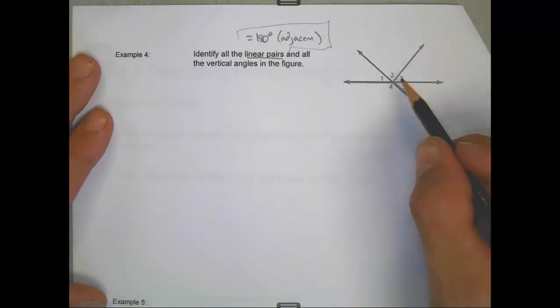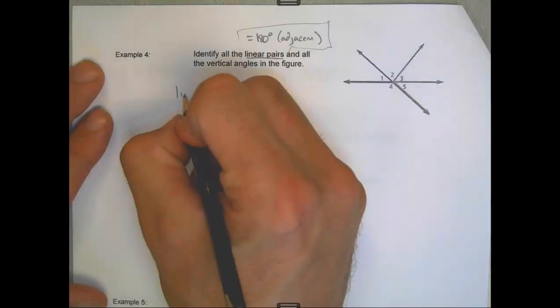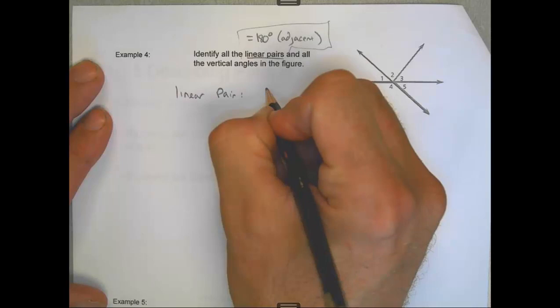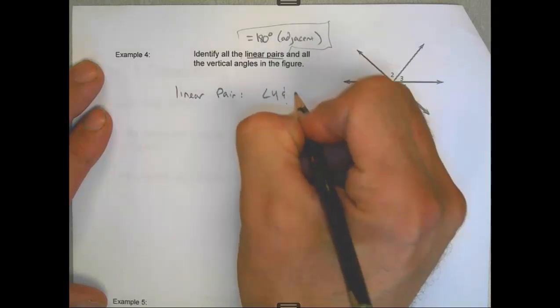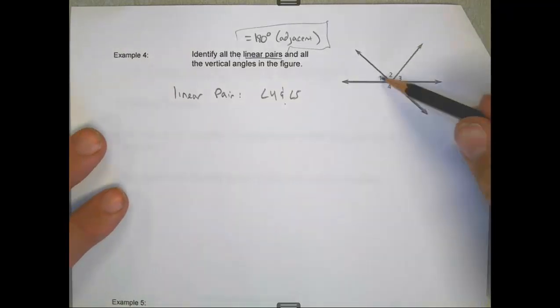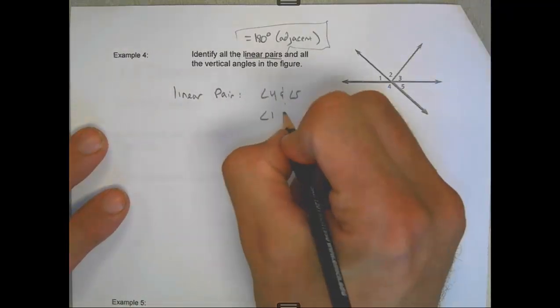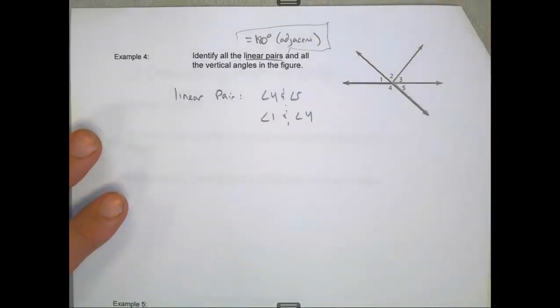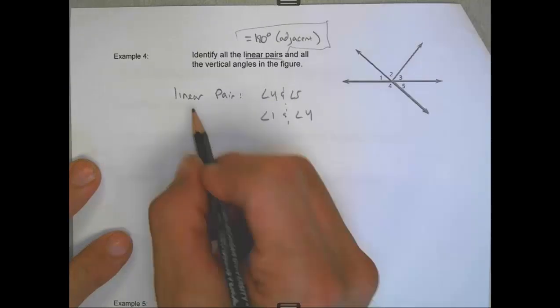All right, so I'm looking at angles, let's say 4 and 5. All right, so linear pair. We get angle 4 and angle 5. All right. We also have angles 1 and 4. Those angles are next to each other and they add up to 180 degrees. All right. I'm not seeing another pair. That's all I'm seeing there for linear pair.